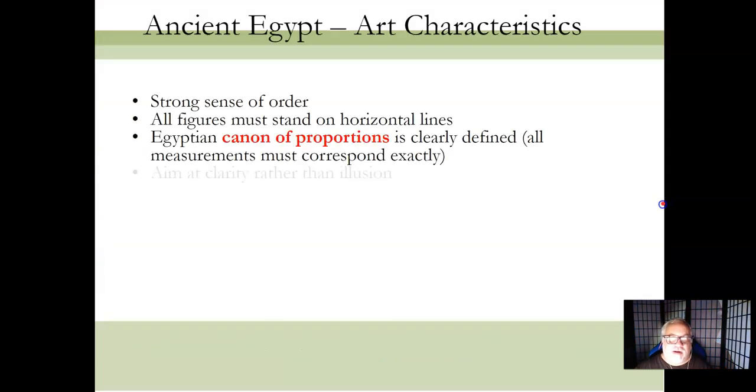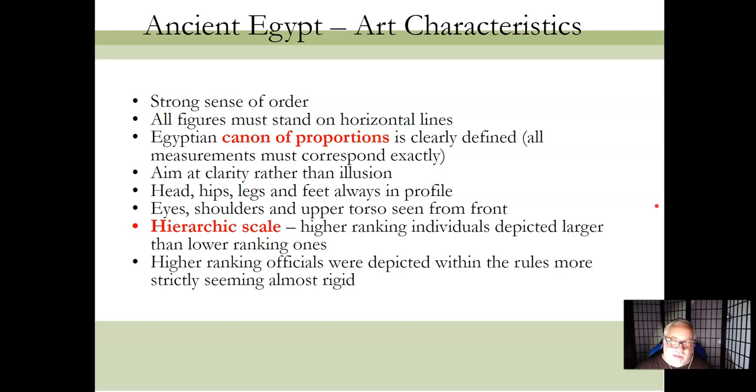So, art characteristics. The Egyptians have a ton because you had to follow all the rules or Grandpa didn't get to go to heaven. Again, fortunately for you, you only need to know two. So two things here that you will need to know: canon of proportions and hierarchic scale. Hierarchic scale is just basically what I was telling you earlier in the earlier recording. The higher ranking person, the bigger you are.